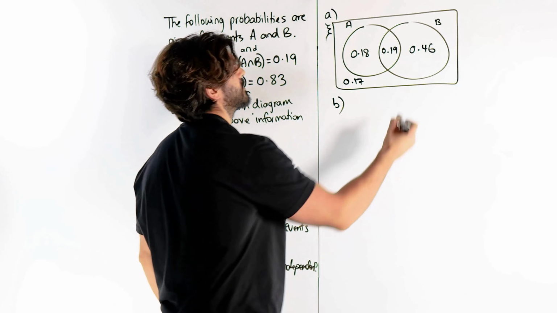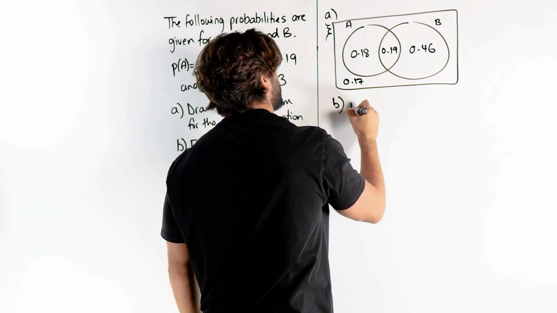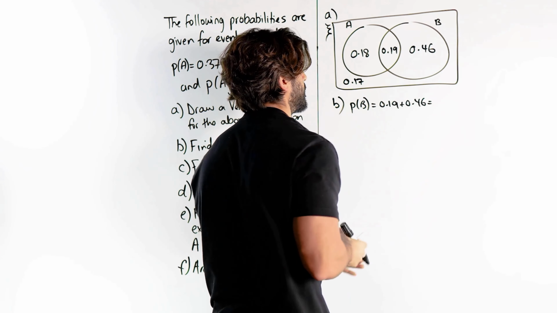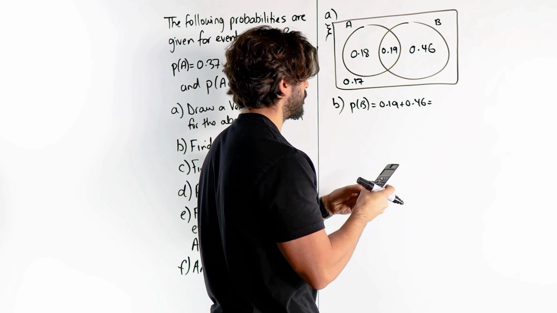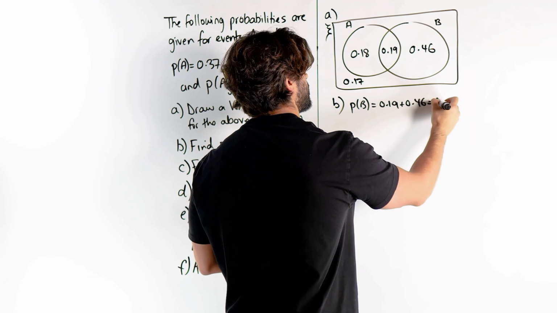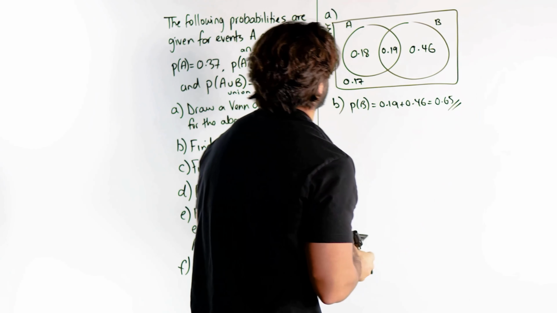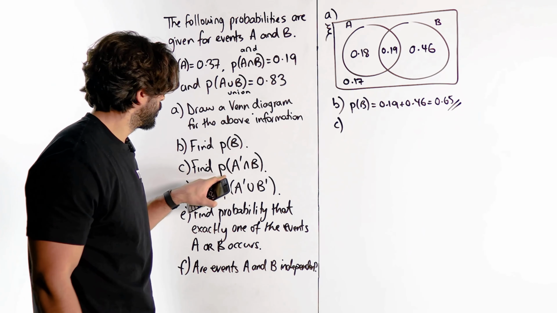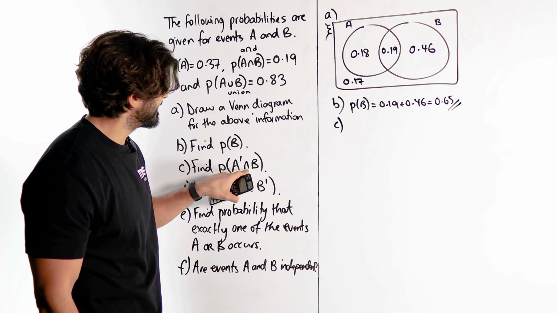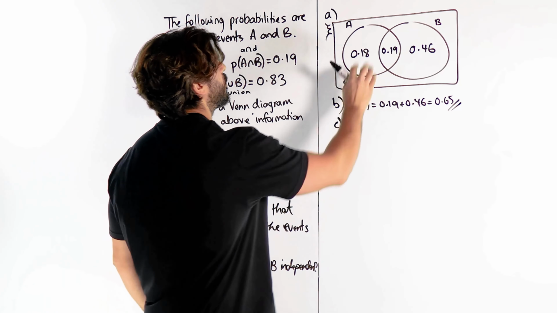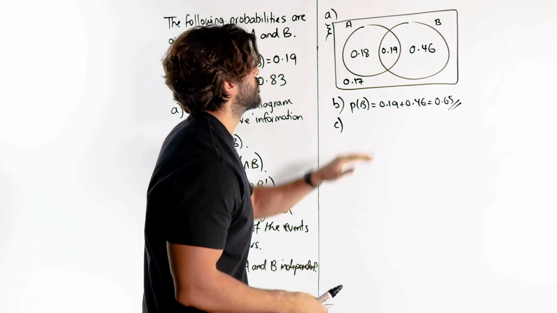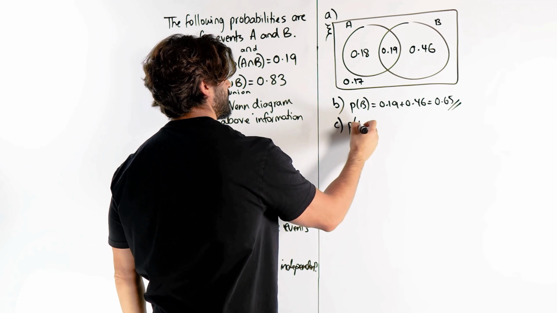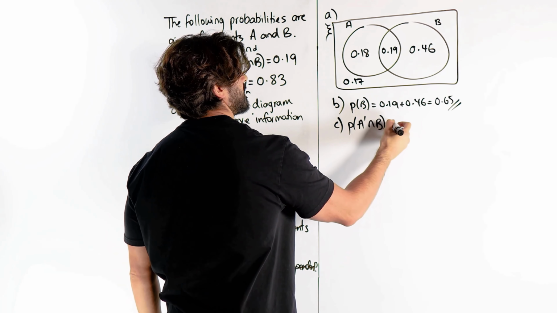Find the probability of B. The probability of B is super easy. Just add these up. Probability of B is 0.19 plus 0.46, 0.65. Part C. Find the probability. So this, a dash here, means not. What's the probability of not A and B? So I don't want A and I want B. So not A and B, that's 0.46. So the probability of not A and B is just 0.46.